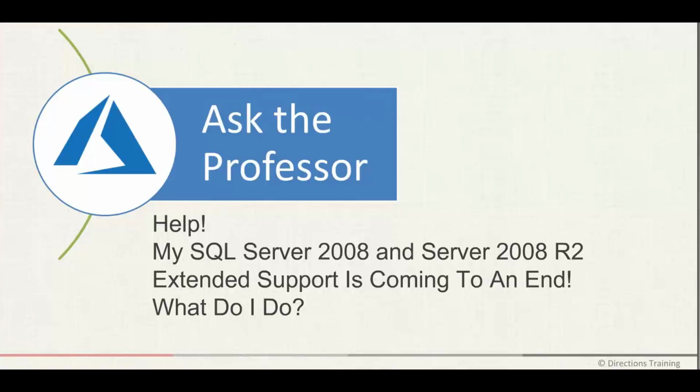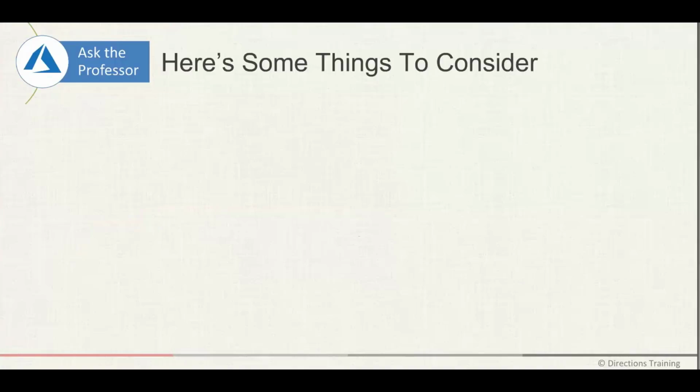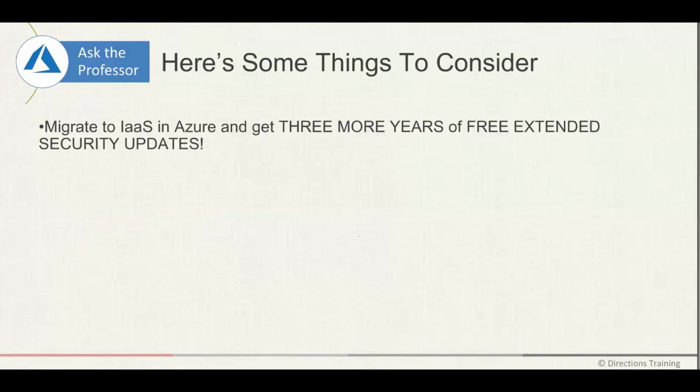But there's some options, okay? If you're looking at keeping the applications up and running, here's a couple of things to consider. First of all, if you migrate the virtual machines over to Azure, you'll get 3 more years of free extended security updates. So that by itself buys you 3 more years of secure runtime, because you get security updates for free. It doesn't cost you anything extra if you migrate those rascals over to Azure.